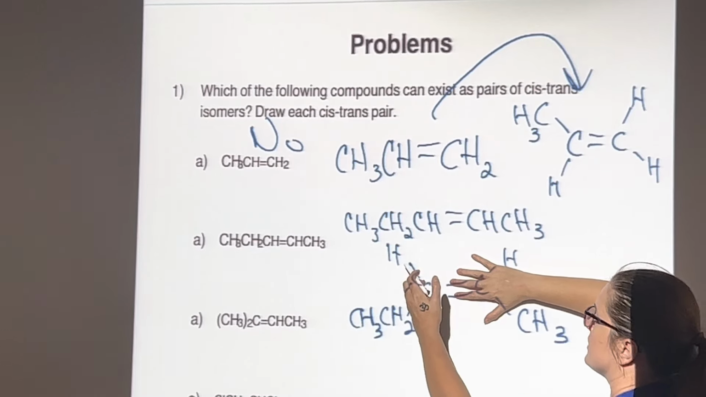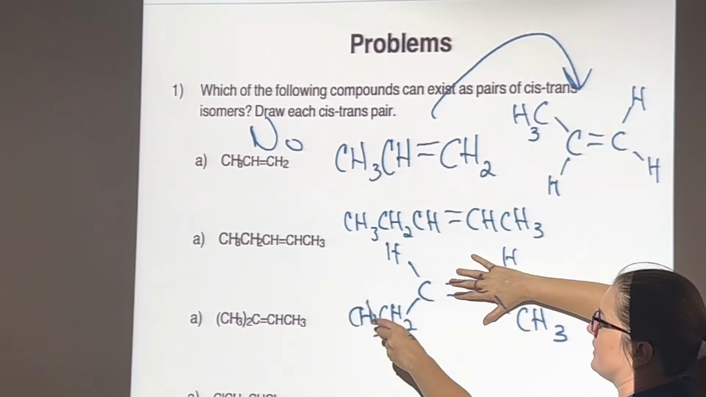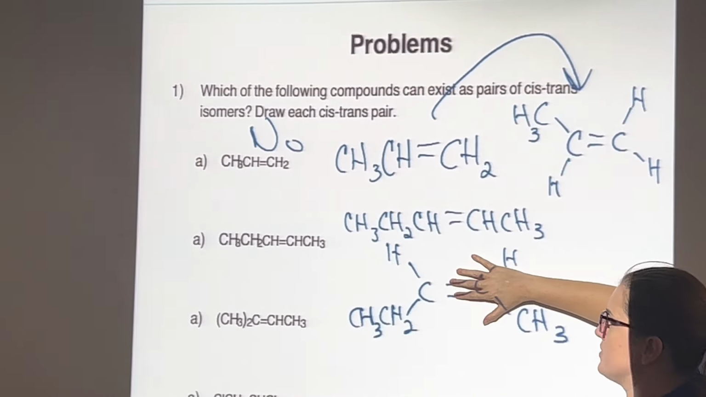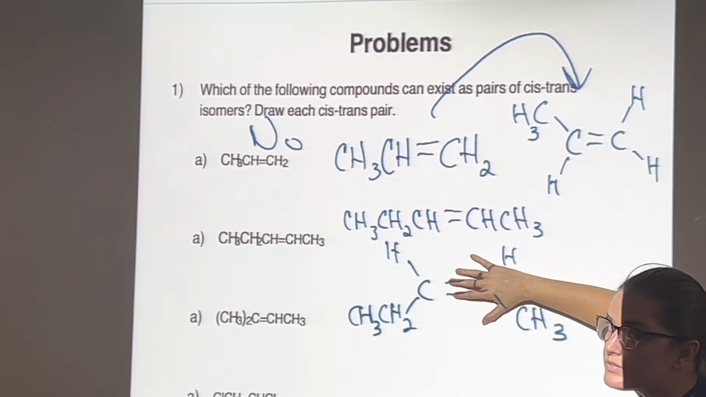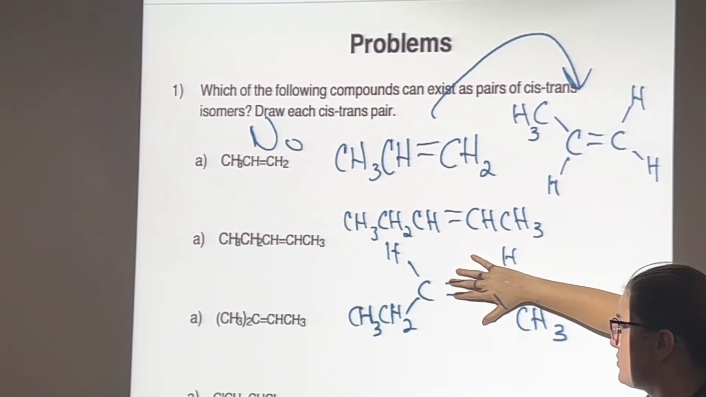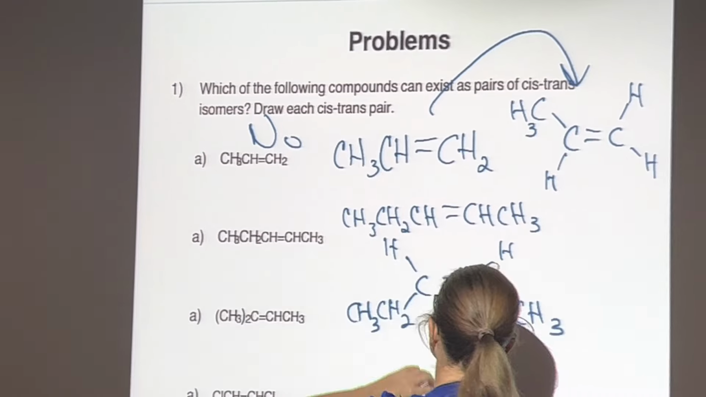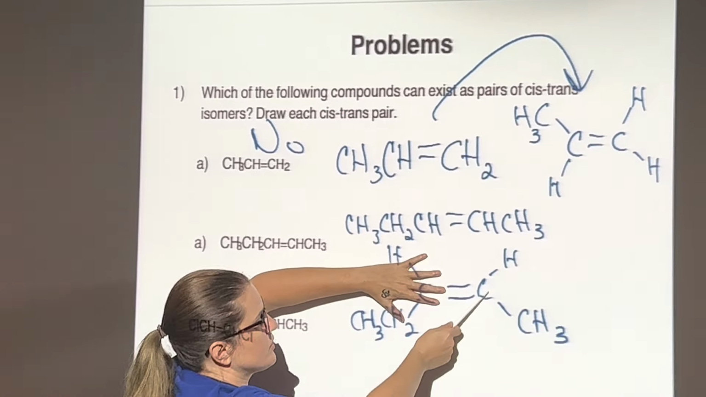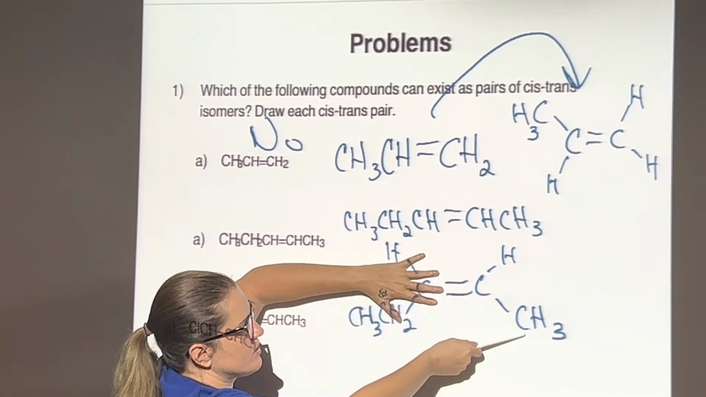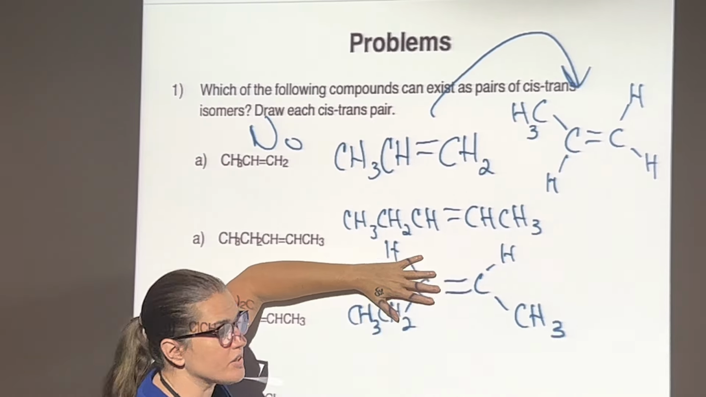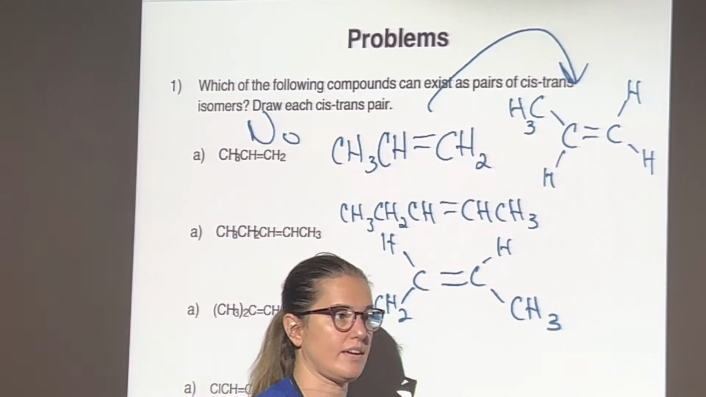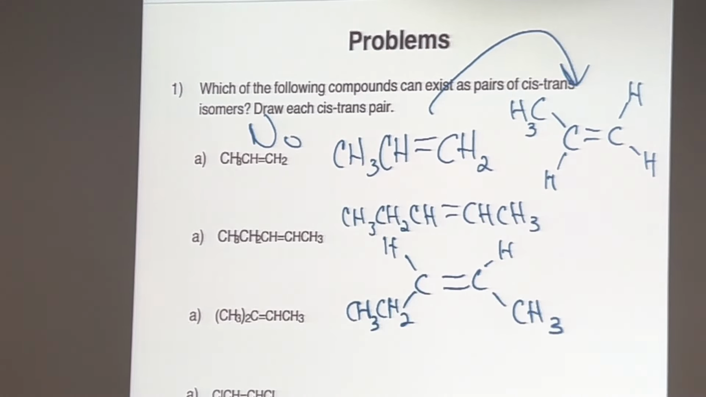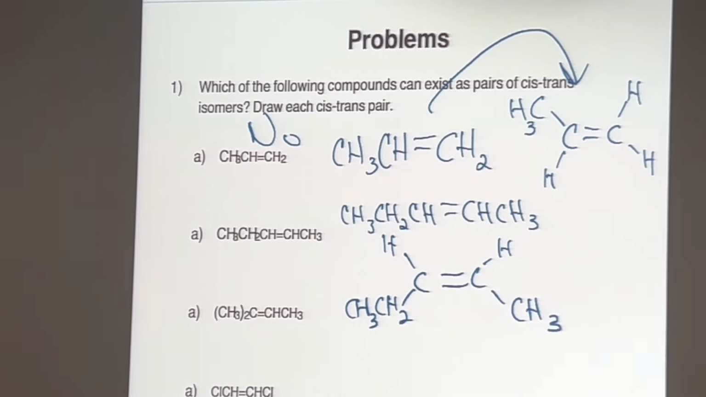Okay, so look at them each individually. This carbon is bonded to a hydrogen and an ethyl group, CH2, CH3. Are those two things different? Yes. So we've got a yes on this side. Looking at this side, this is bonded to a hydrogen and a methyl group. Are those two things different? They sure are. So you have a yes and a yes there. So do we have a cis and trans there?